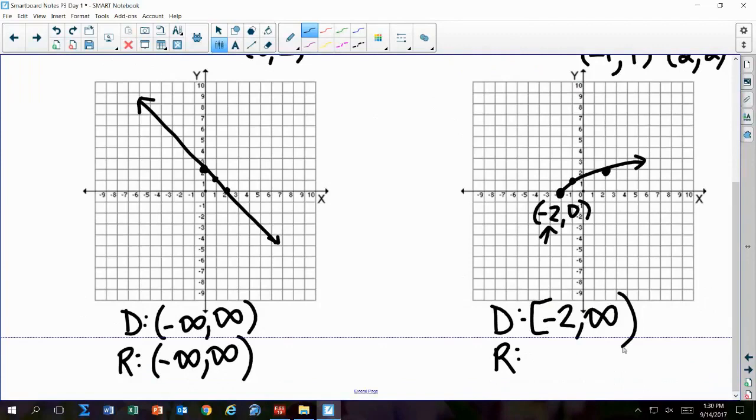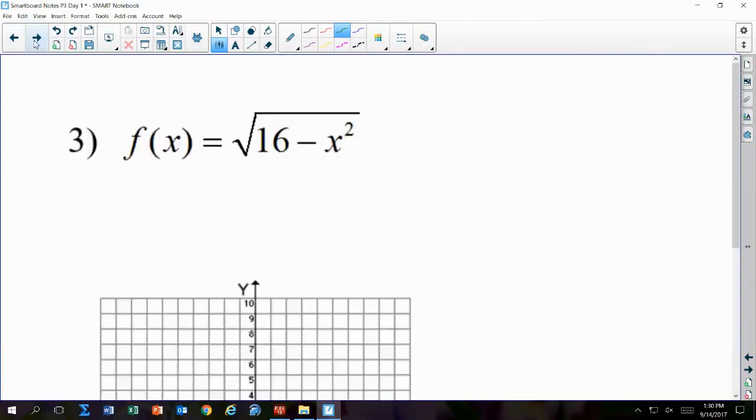What about range? What about my y values? Looking at this graph, is there any y values I'm not going to use? What do you think? Danny, what do you think about the y values? Can't go below 0. If I look at the lowest point on this graph, the y value of my lowest point is 0. Okay? Is there any graph below that starting point? No. Okay, so my y values are going to start at 0 and go up to infinity. Any questions about that?